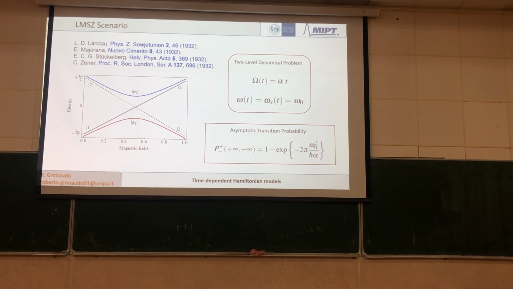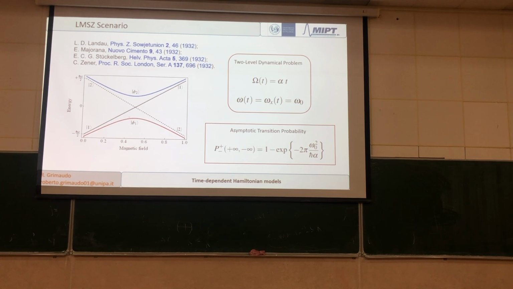These two instead are the instantaneous eigensolutions of our Hamiltonian, the time-dependent eigenvalues of our Hamiltonian. What is important is the following fact: at minus infinite times, this eigenvalue coincides with the first eigenstate of the sigma z operator, and at plus infinite times it coincides with the second eigenstate of sigma z.